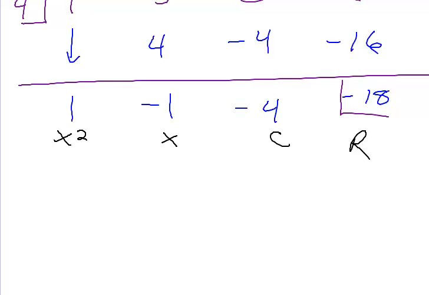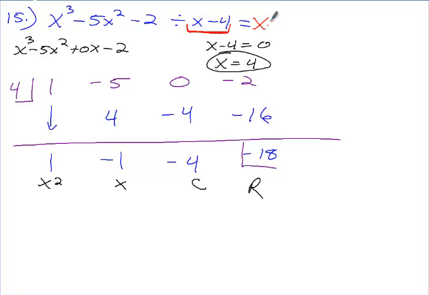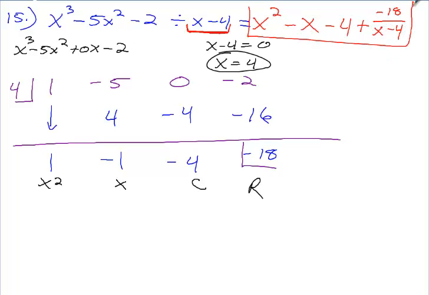So what does this 1 actually represent? 1 what? 1x squared, right? Okay, what's the negative 1 actually equal to? Minus 1x. The negative 4 is just a constant, so should it have a variable on it? No, because it's just a constant, right? So it's just a minus 4. And then plus, what's my remainder? Over my divisor, x minus 4.